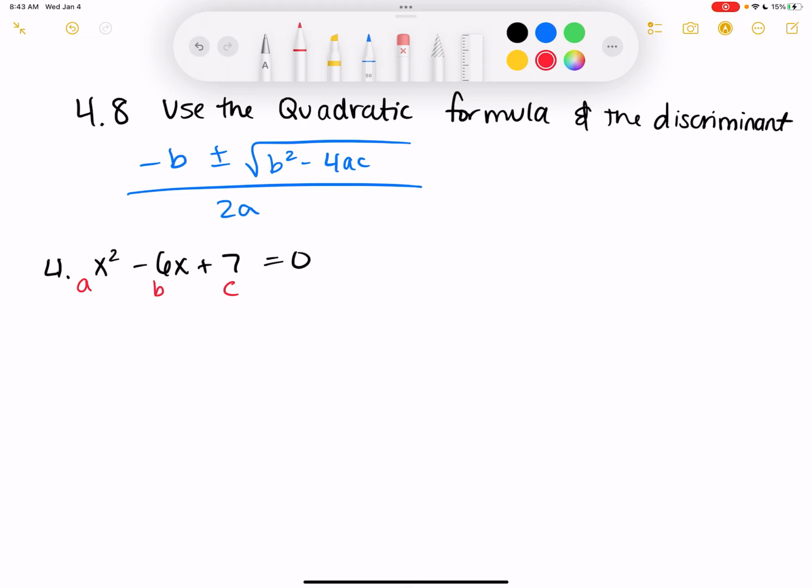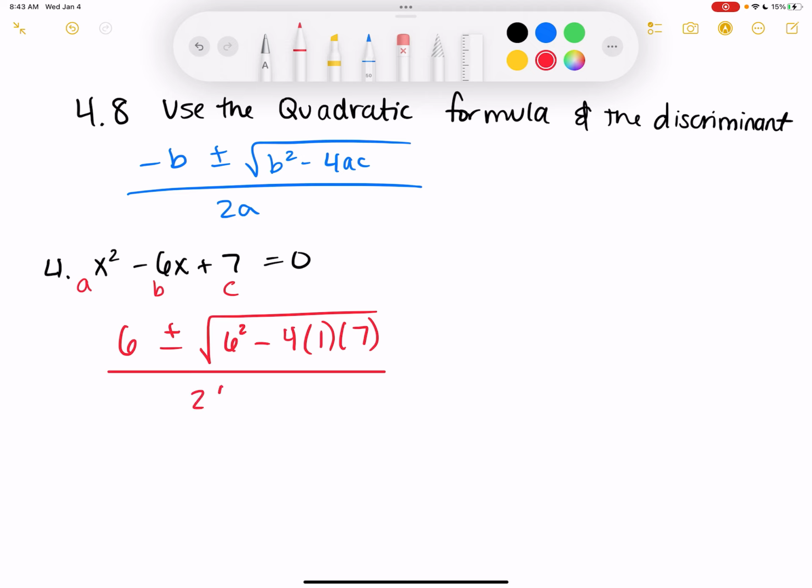So we plug it in. So negative b, so that's negative 6 or positive 6, plus or minus the square root of b squared, so that's going to be 6 squared. And I know there's a negative on it, but kind of like what we said yesterday with the completing the square, when you know that it's getting squared, you don't really need to write the negative. But if you're like, well, I want to be completely correct, sure, go ahead. Minus 4 times a is 1 times c is 7 all over 2 times a is 1.